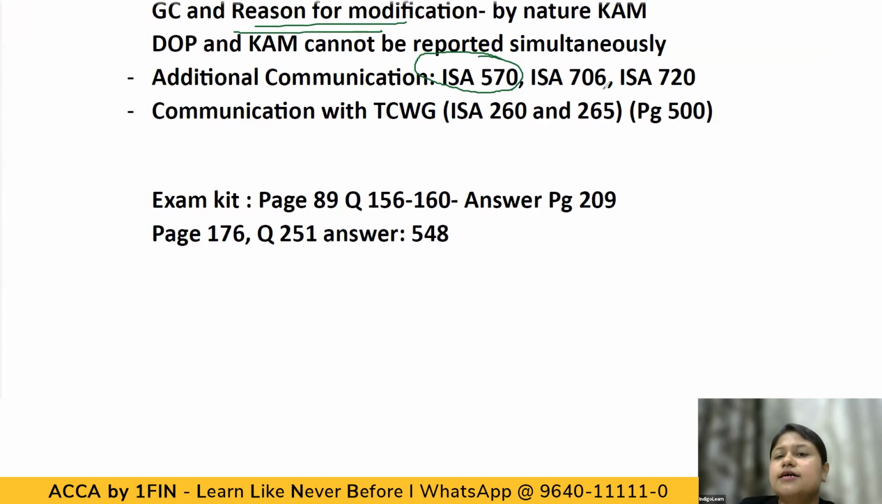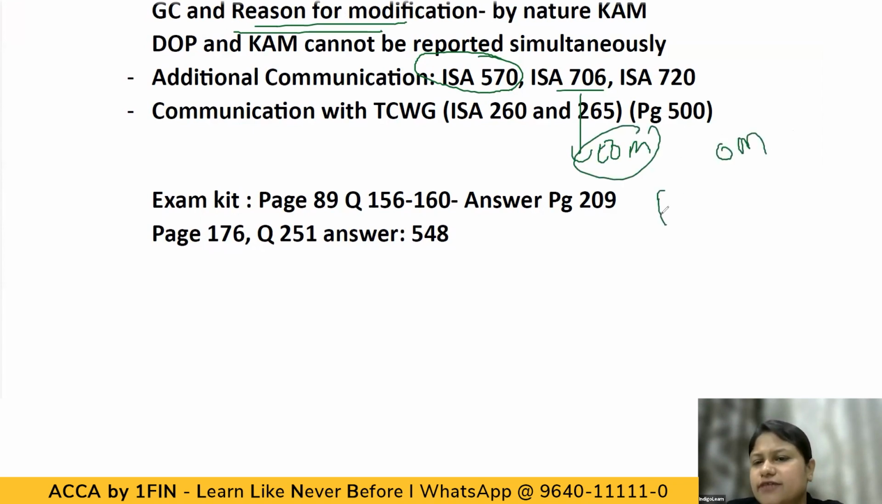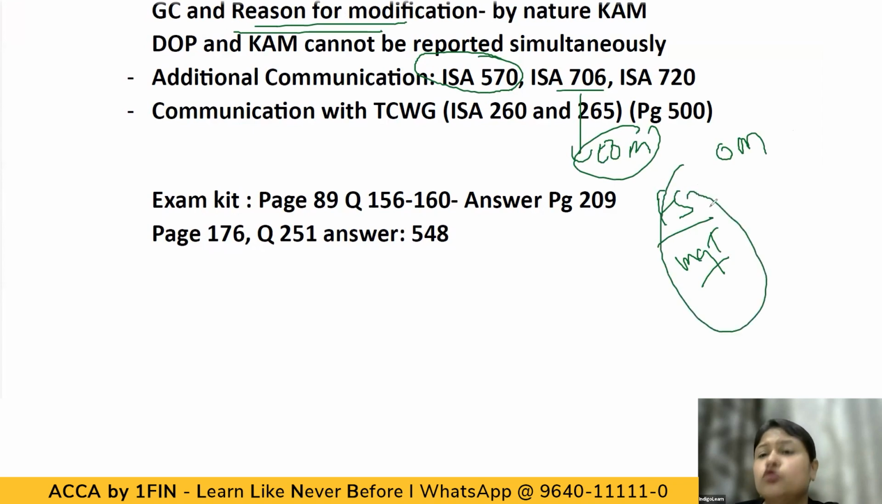Then 706 talks about the emphasis of matter paragraph and the other matter paragraph. The difference between the two is that if there is a particular item available in the financial statement, about this the management has done the reporting perfectly. So you don't intend to give a negative opinion for this particular matter. It has been appropriately disclosed and reported perfectly by the management. But this particular matter is very important, which the auditor wants the people to know about.